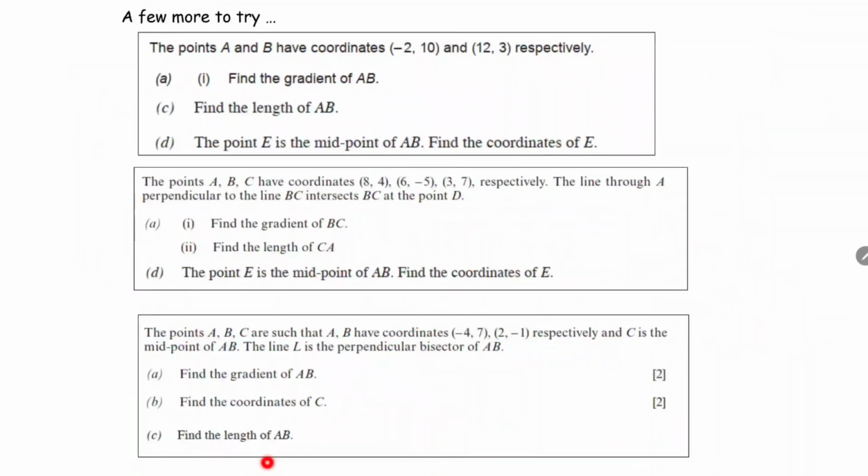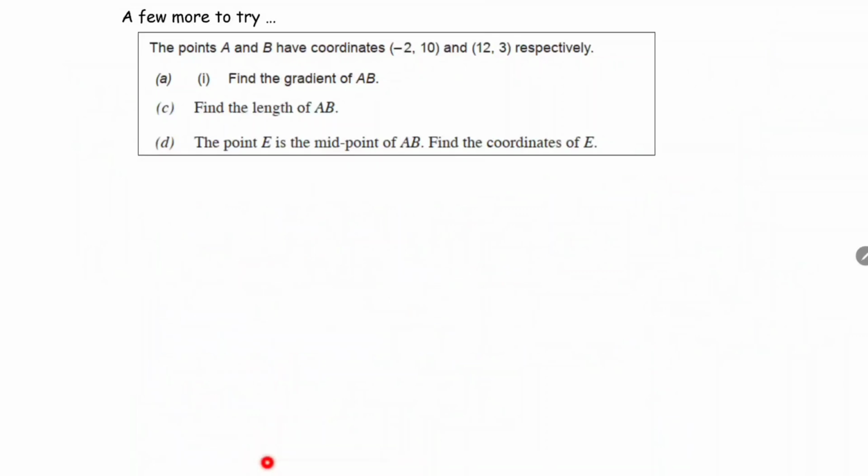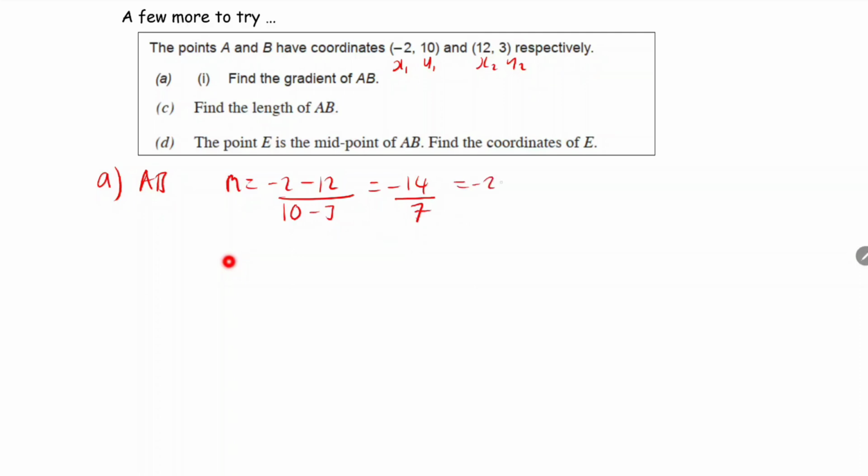Okay, so these are 3 questions for you to give a try, and then we'll go through the answers on the next page. So the first question, find the gradient of AB. So we're going to put M equals, label these x1, y1, x2, y2. So we're going to have minus 2 minus 12 over 10 minus 3. Minus 2 minus 12 is minus 14. 10 minus 3 is 7. 14 divided by 7 is 2, so this gives a gradient of minus 2.